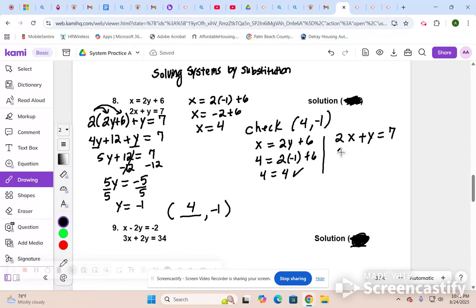Okay, replace x with 4, minus 1 equals 7. So that's 8 minus 1 equals 7. So 7 equals 7 is a true equation. This means that our solution is correct, 4 comma negative 1. All right, let's look at the next one.